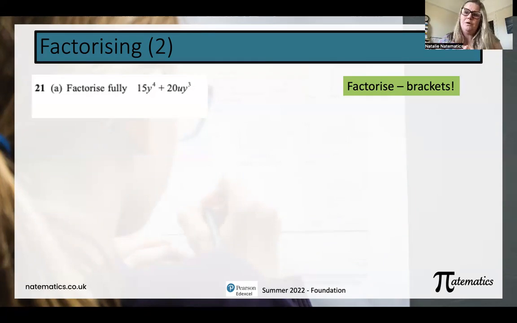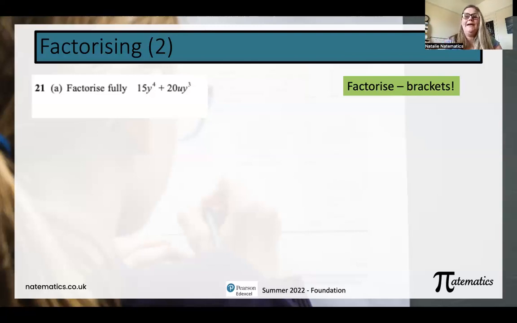Also, factor. What's a factor of a number? A factor of a number or a letter is what can divide into it. So say you've got 10 and you divide 2 into it, you get a whole number answer of 5. So 5 and 2 are factors of 10. So what do I multiply something by to get that answer?